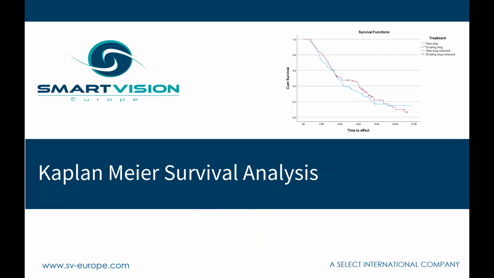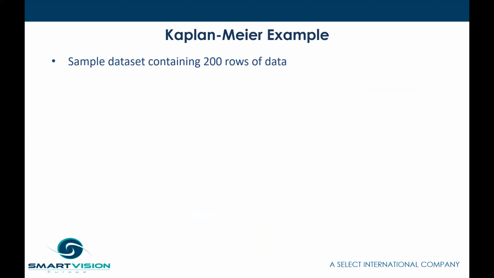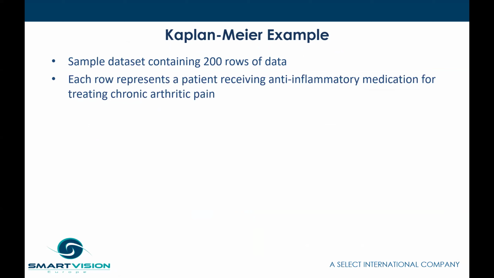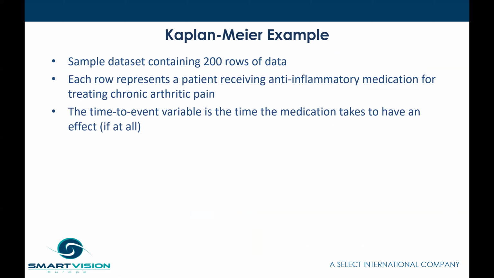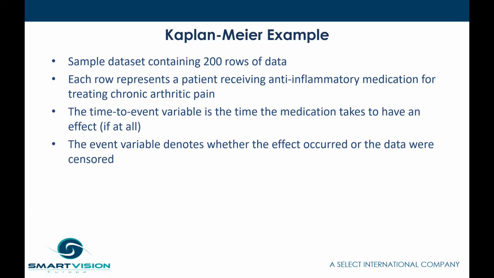So we're going to run something called Kaplan-Meier survival analysis, kind of classic survival analysis. We've got a sample data set containing 200 rows of data, and each row represents a patient receiving anti-inflammatory medication for treating chronic arthritic pain. The time to event variable is the time the medication takes to have an effect, if it does at all.